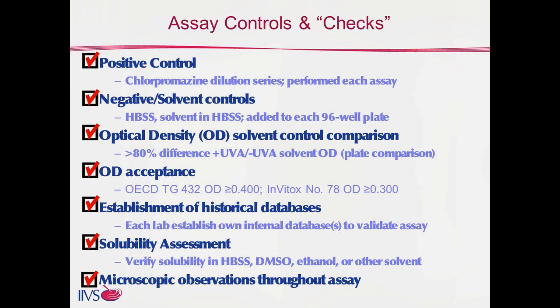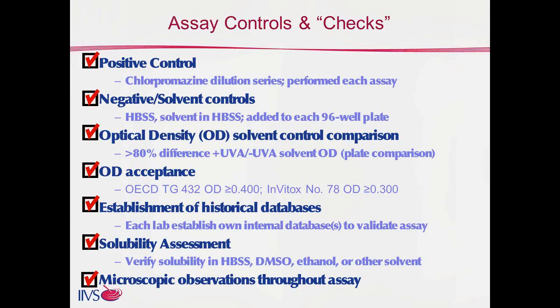And then there are also a number of checks outlined in the OECD test guideline and also in IIVS's protocol number 78, which is essentially like an SOP for the test guideline, which provides a little bit more specific guidance and information on the procedures. And there's a number of other criteria identified in that using the optical density.